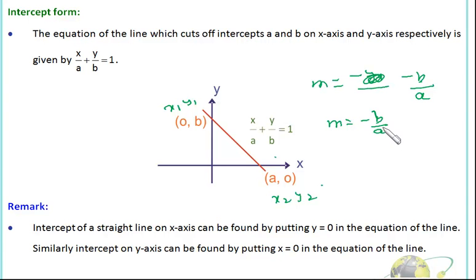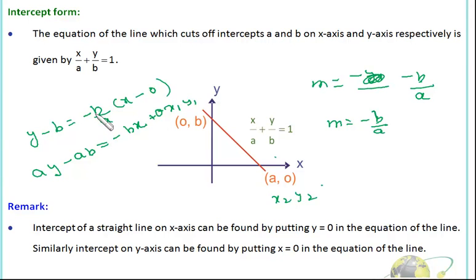Now we know the slope. We have to write down the equation of the line. So y minus y1, that is b, is equal to m(x minus x1). Okay, so m we have already calculated, minus b by a. Now what you can do is ay minus ab is equal to minus bx plus 0, right? So ay plus bx is equal to ab.